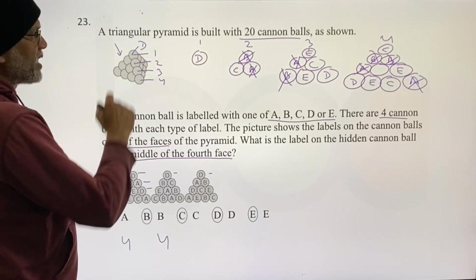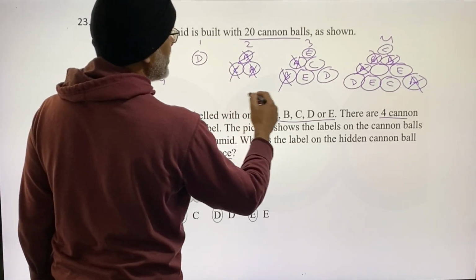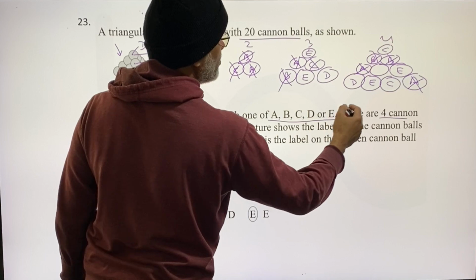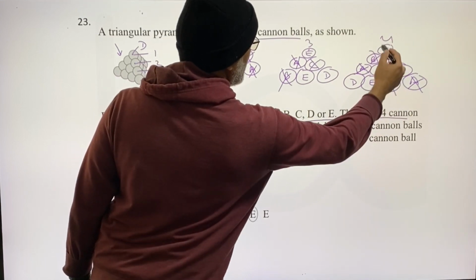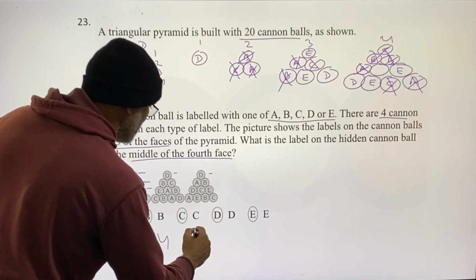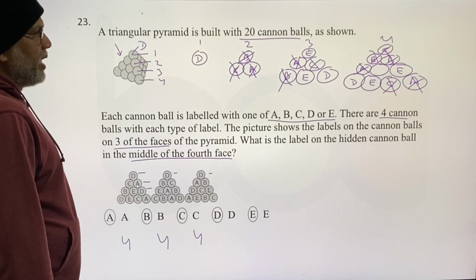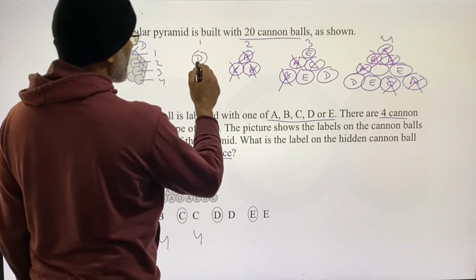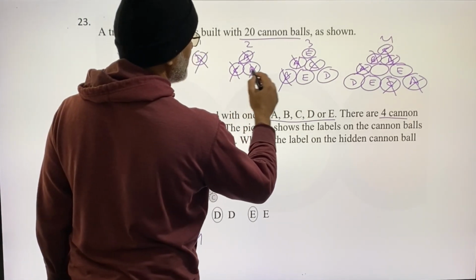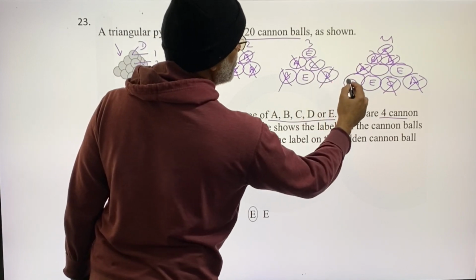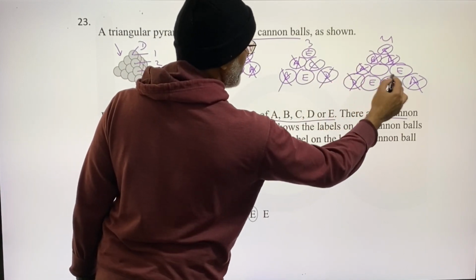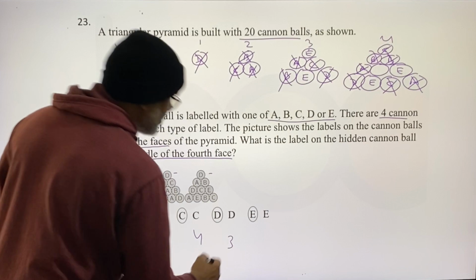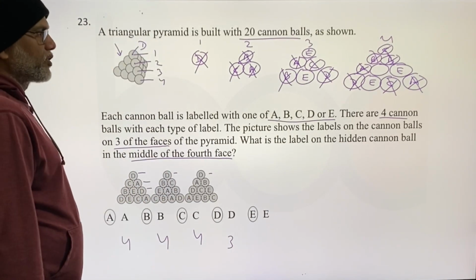Okay. How many C's do I see? 1, 2, 3, and 4. So I see 4 C's. How many D's do I see? I see 1, 2, 3. Okay, I see only 3 D's. Okay, so looks like that is the correct choice.